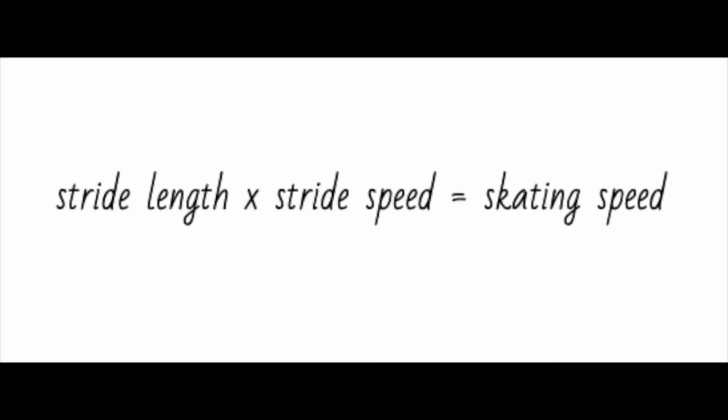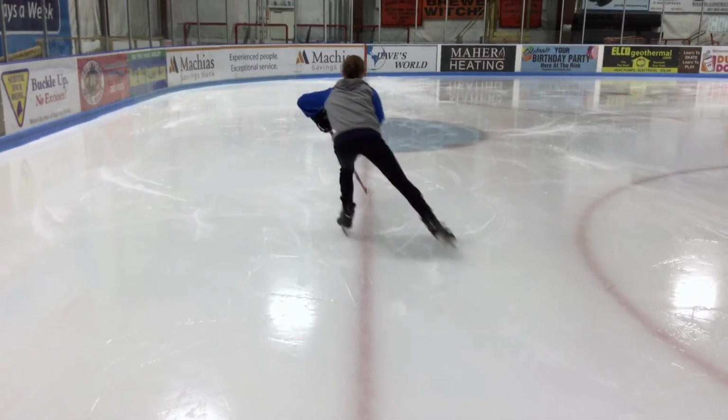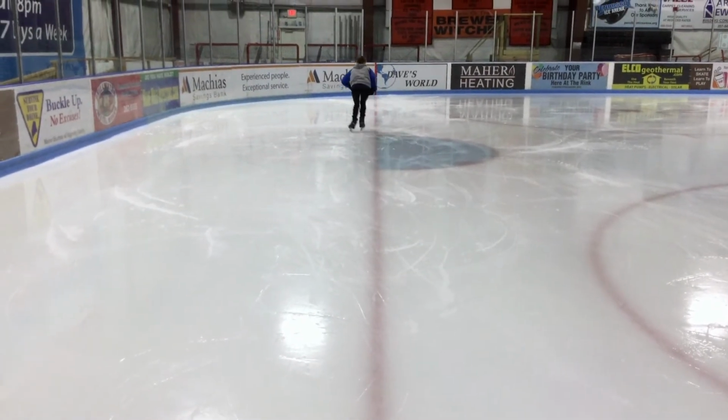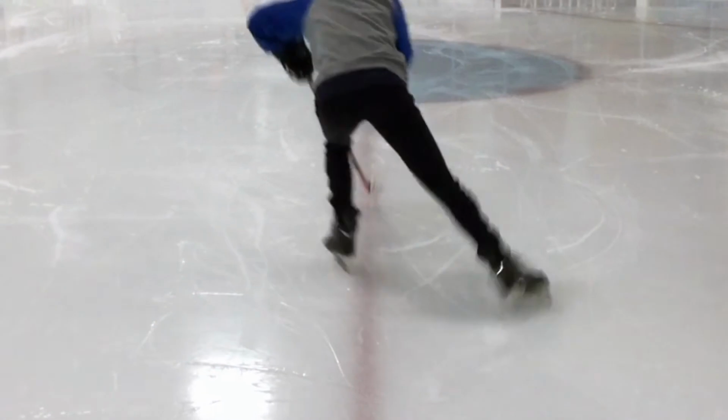Now, we should also take into consideration the formula in which stride length times stride speed equals skating speed, which means that we cannot just look at our stride length, and we must also maximize our stride speed to become a fast overall skater, especially since with a longer stride comes a slightly shorter stride speed and vice versa in another proportion.